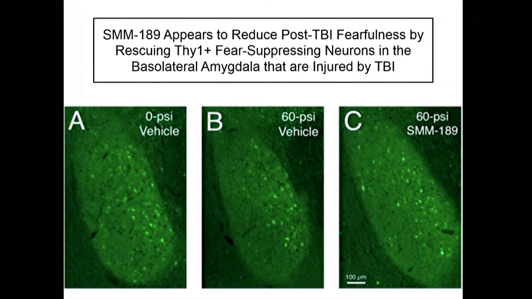As it turns out, we serendipitously discovered that after TBI, the anti-fear neurons were reduced in abundance. It seems like blast kills the anti-fear neurons, so therefore the animals are more fearful. Our drug, however, rescued many of the anti-fear neurons, and so fear was reduced.